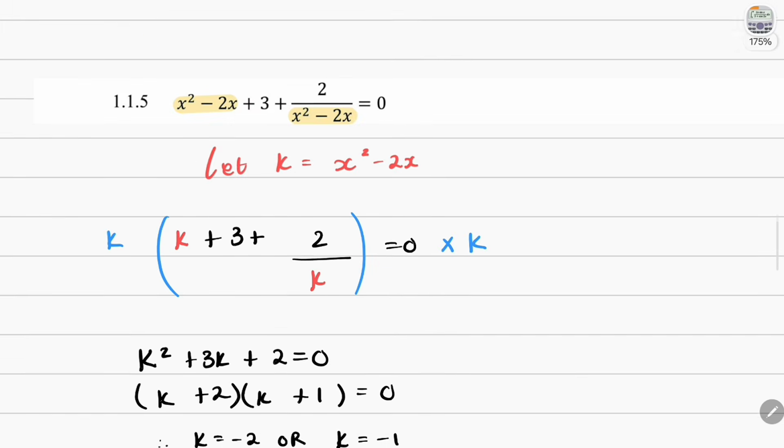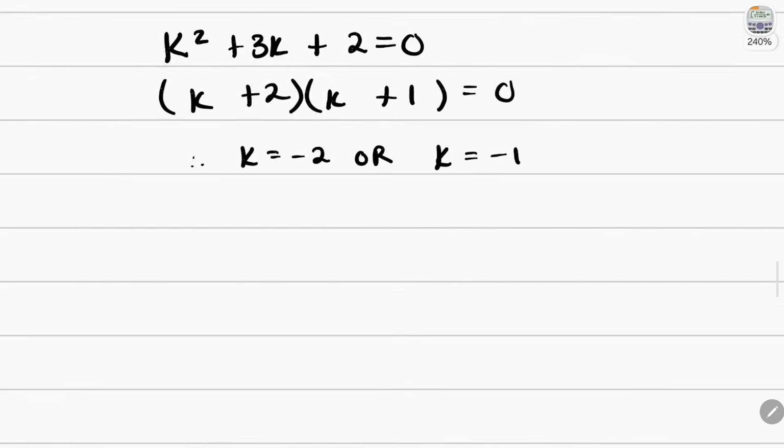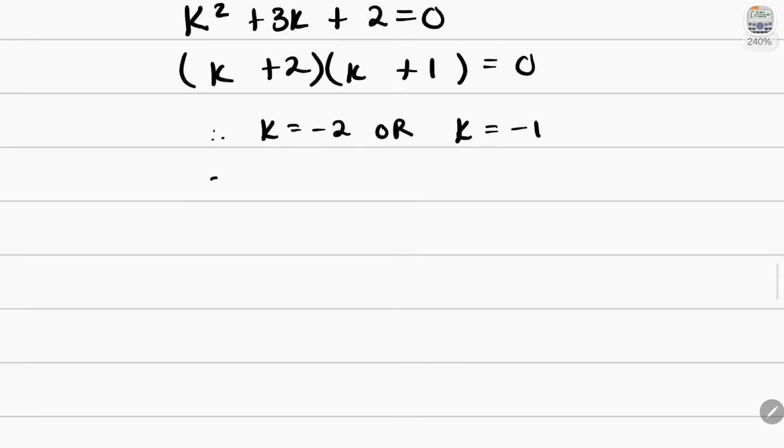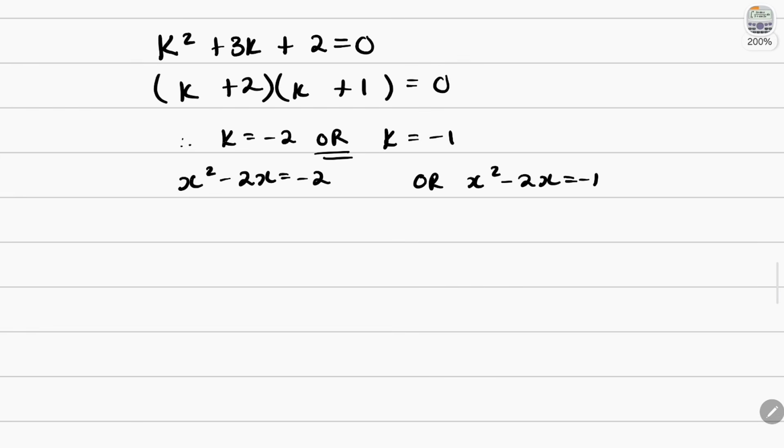Okay, so now remember how k is equal to x squared minus 2x. We're going to put it back there because we're trying to solve for x, not k. So this is x squared minus 2x equals negative 2, or we have x squared minus 2x being equal to negative 1. See how we have two trinomials? Each of them has 2 possible solutions.